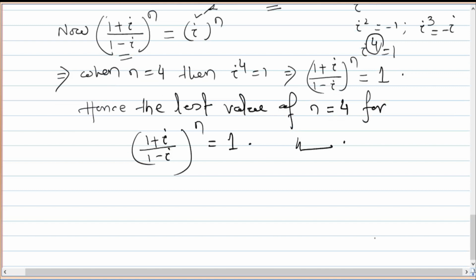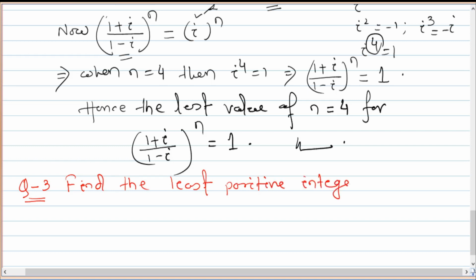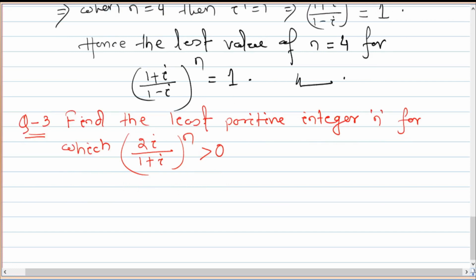Okay, now we'll take another problem, that is question number 3. Find the least positive integer n for which (2i by 1 plus i) whole to the power n is greater than 0. That means he is asking to find the least positive integer. Least positive integer, you understand, means the smallest positive whole number. The value of that n should be such that this value is greater than 0, that is, positive.